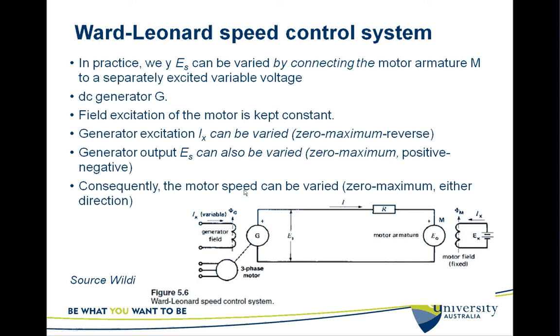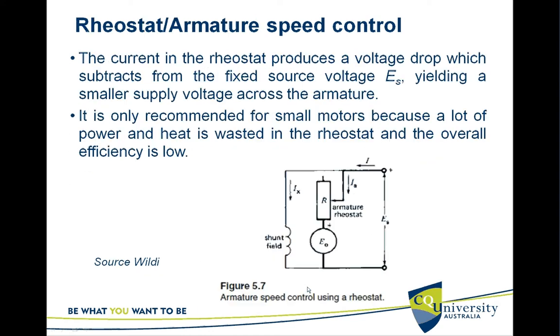Consequently, the motor speed can be varied from 0 to maximum in either direction, because this output can be varied by changing the field. That's how the Ward-Leonard system works. Now, rheostat or armature speed control. What is that? That's simple.